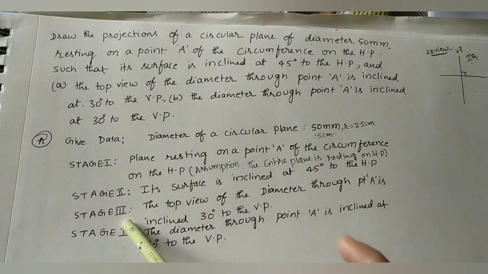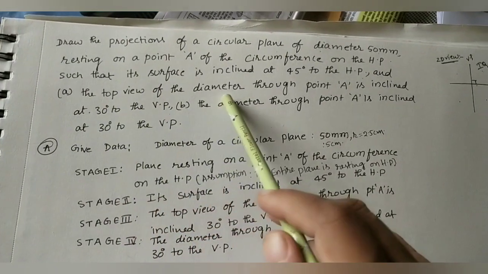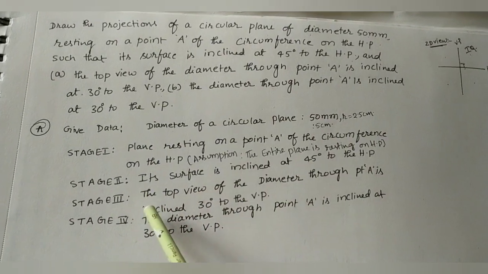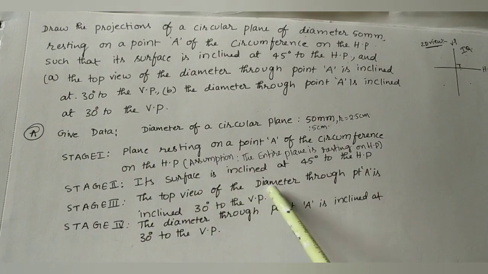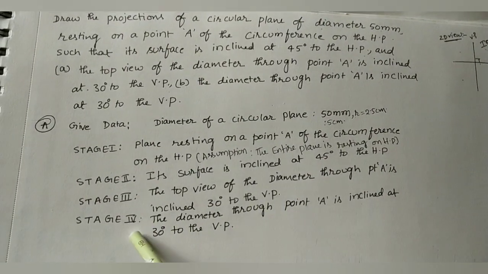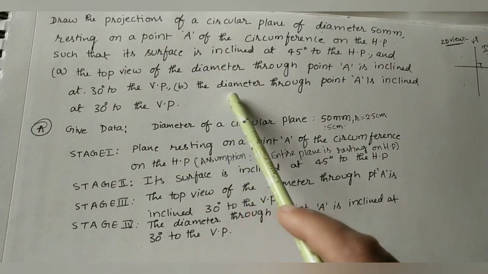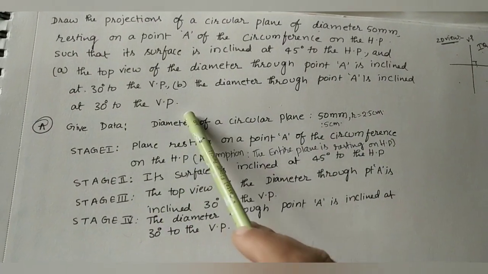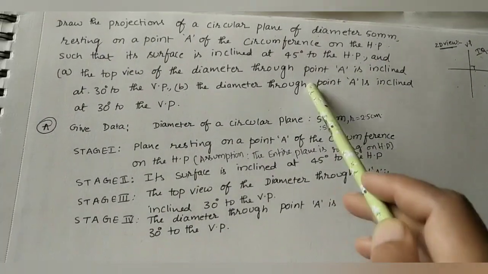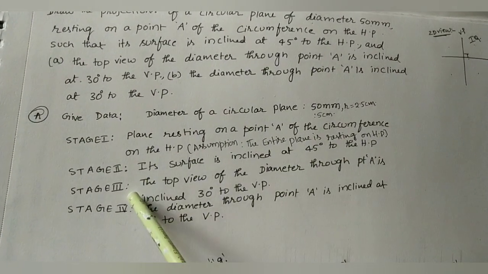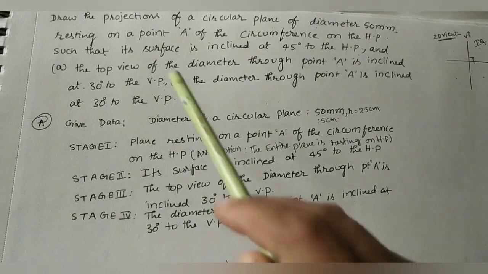Take the next stage, stage 3, first bit. The top of the diameter through point capital A is inclined at 30 degrees to VP. So the same thing I have written here. The last condition, stage 4, is the second bit: the diameter through point A is inclined at 30 degrees to the VP. So the same line I have written here. Whatever conditions are given, I have taken those conditions and written stage 1, stage 2, stage 3, stage 4. According to this, we will do the projections.